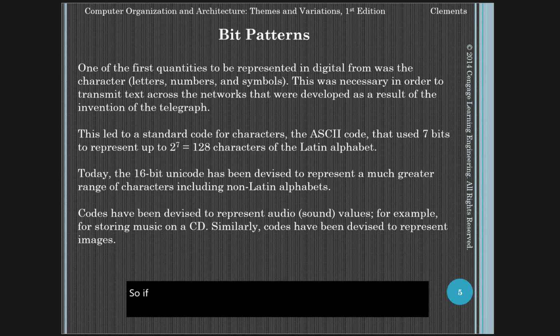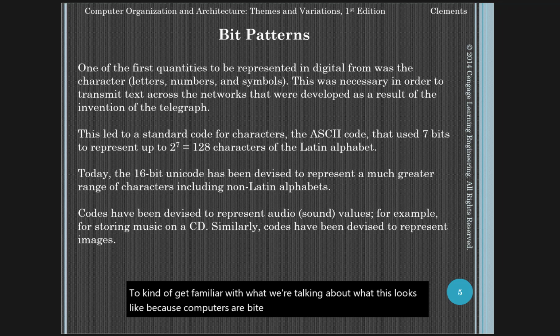If you're not familiar with ASCII, you can take a look at the supplemental resource that I've put out there for you, to get familiar with what we're talking about and what this looks like. Because computers are byte-oriented, it's typical to convert that 7-bit ASCII value to 8 bits by appending a 0 to the most significant bit. Remember, the most significant bit is on the left-hand side. So you'll see this when you're looking at ASCII code charts, that the 0 is typically appended to the left-hand side if we only have 7 bits.